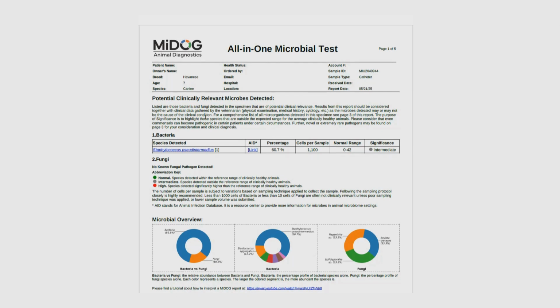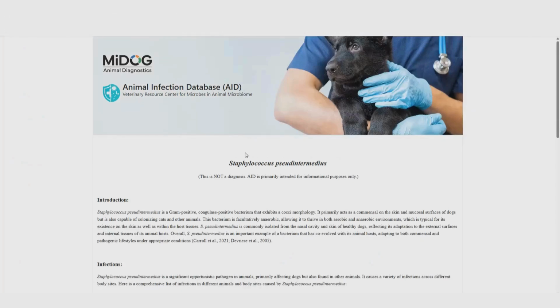Further down on page 1, we discuss the potentially clinically relevant microbes that we detect in the test. Here we detect Staphylococcus pseudintermedius. This table also includes a link to our animal infectious database. You can click that and it'll tell you information about each pathogen we detect.